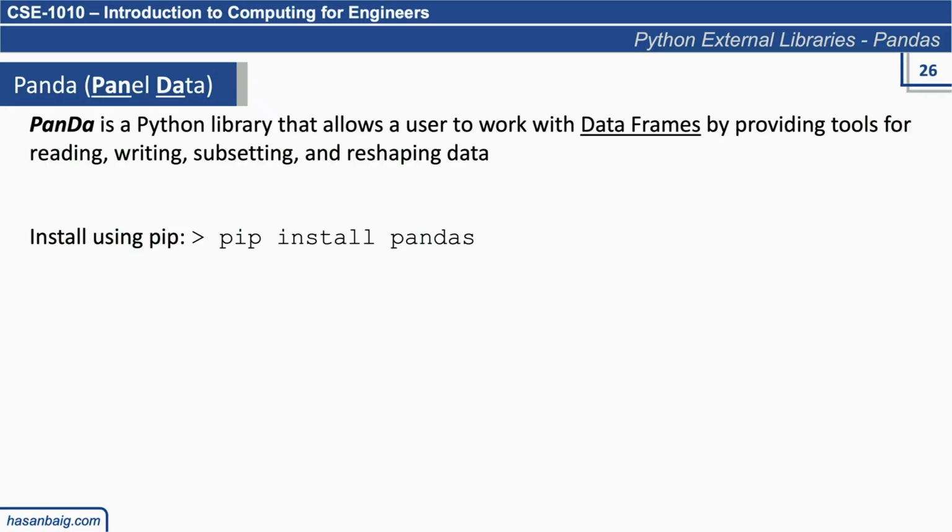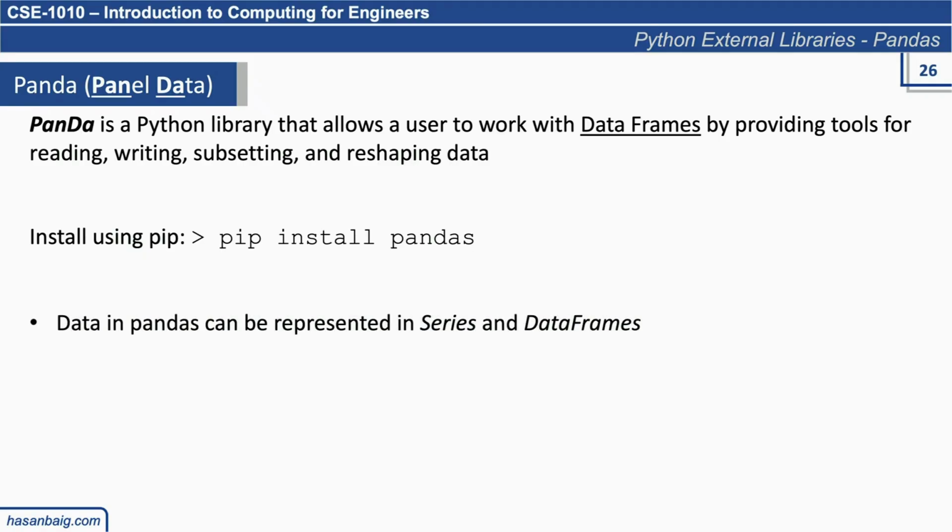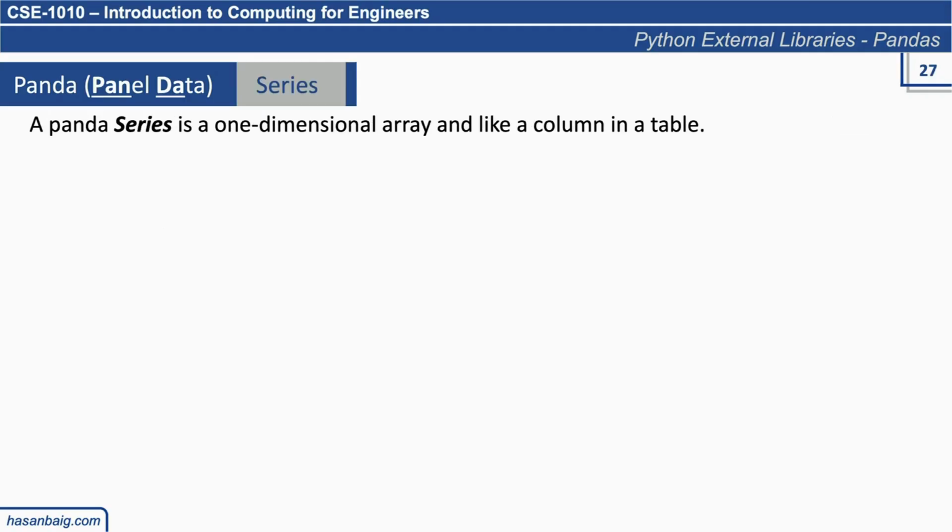So there are two ways in which data can be represented in Pandas. There is one called series and the other called data frames. A series is a one-dimensional array, like a column in a table.